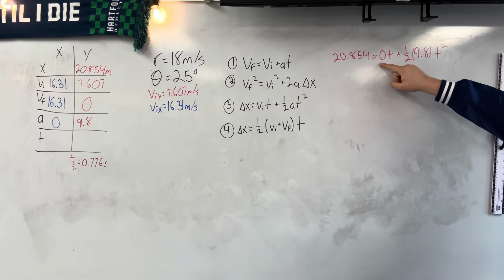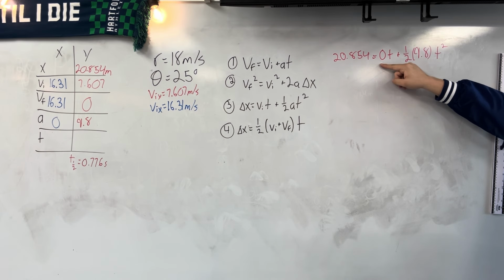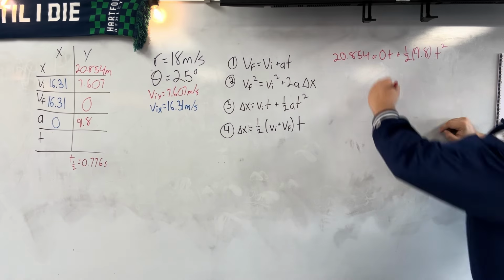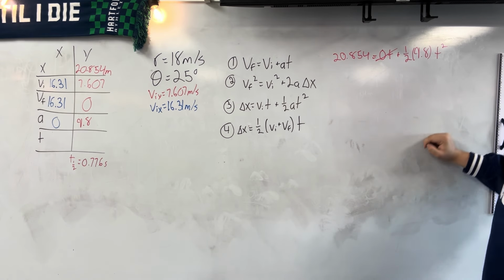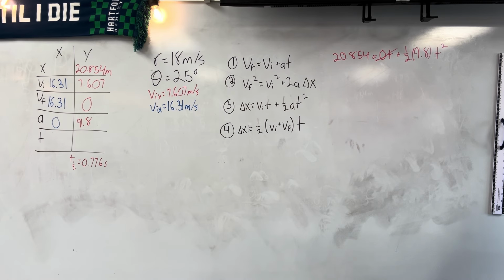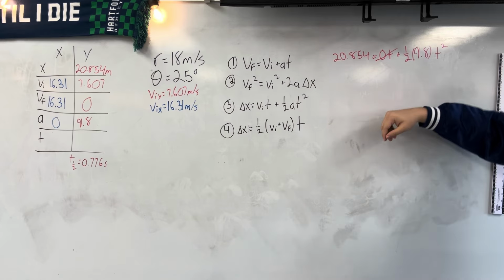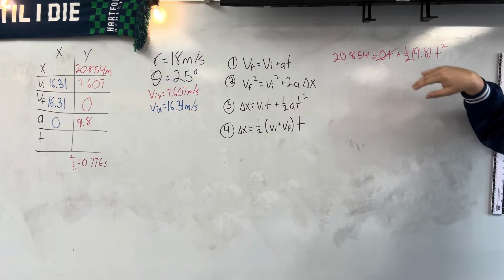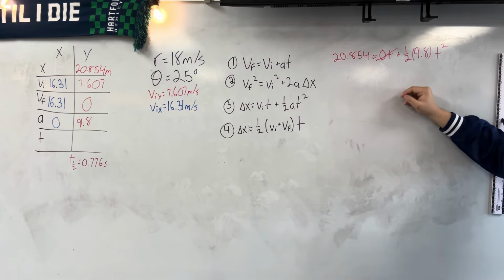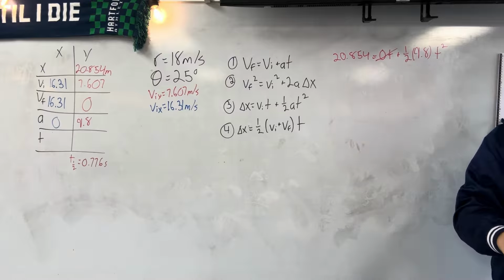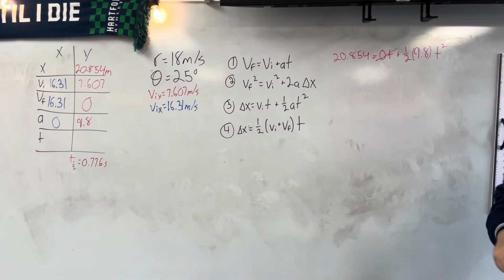Live studio audience, anything times 0, what is that? Thank you, 0. So that just goes away. It is dead. By God, it had a family. So instead, what we can do is we can simplify the rest of this. So 1/2 of 9.8, live studio audience. 4.9, thank you very much.